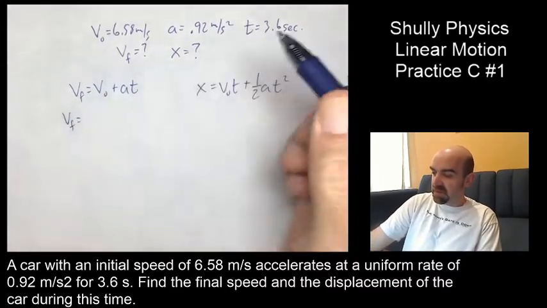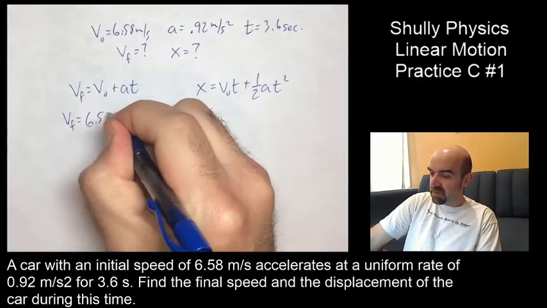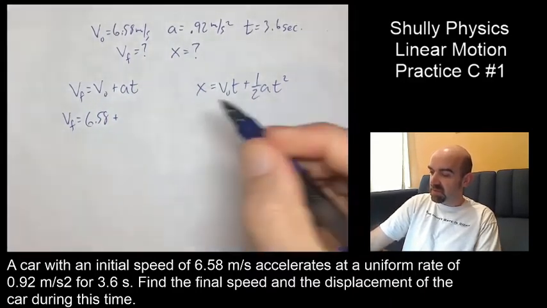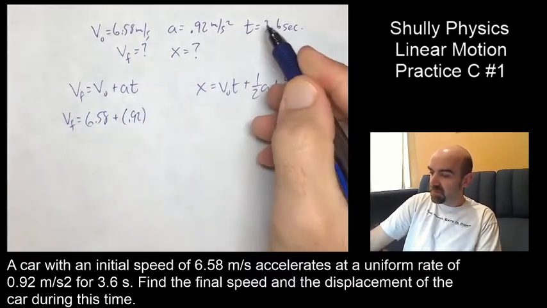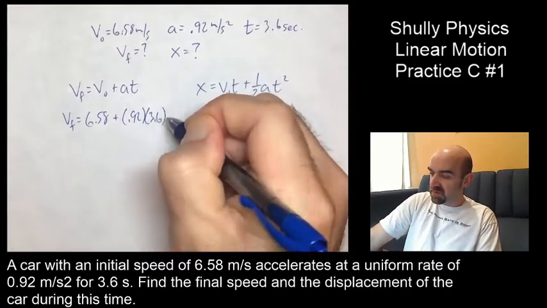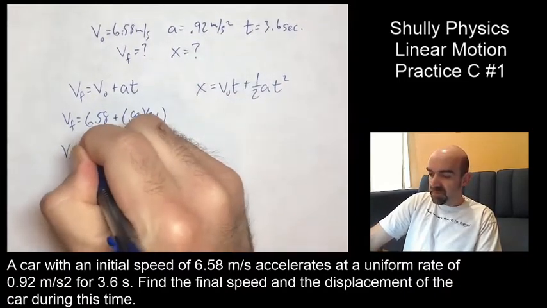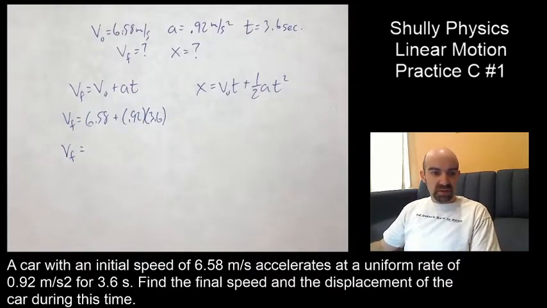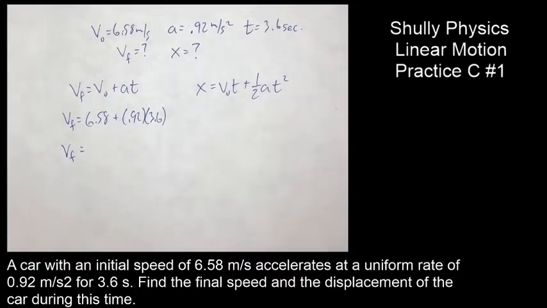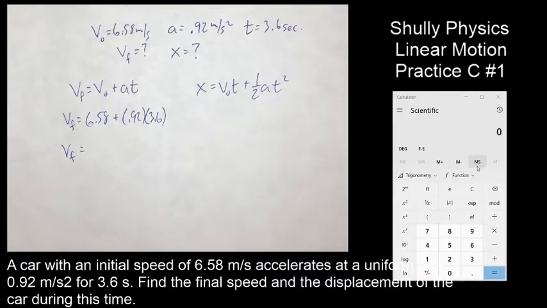Final velocity, our unknown, is 6.58 plus acceleration times time. Time is 3.6. Get out the calculator. So I'm going to start out with the 0.92 times 3.6. If you've got a more scientific calculator or graphing calculator, this is a whole lot easier. You can do this in one step. I'm going to add the 6.58 to it.